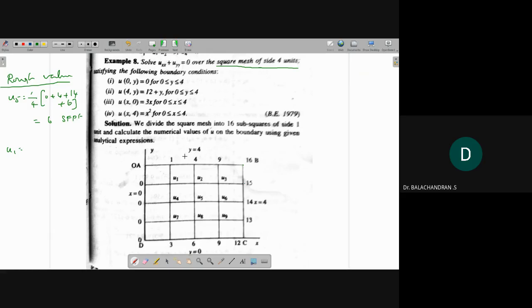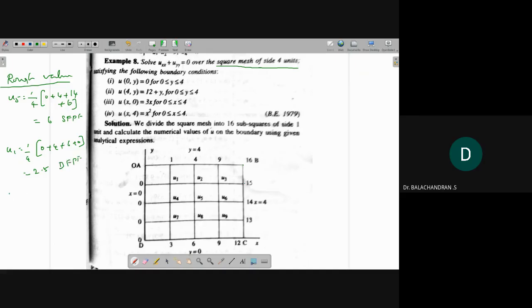After U5, you need to find U1. For U1, you can't use the standard 5-point formula because I don't know U2 and I don't know U4. So you should use the diagonal 5-point formula. So U1 equal to 1 by 4 into 0 plus 0 plus 4 and U5 is 6 plus 0. So 10 by 4, that is equal to 2.5. This is the diagonal 5-point formula.